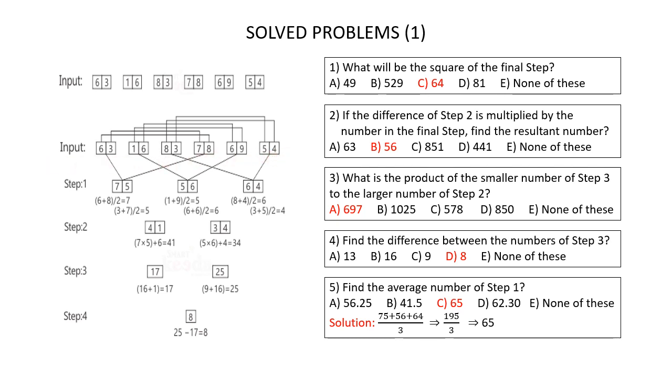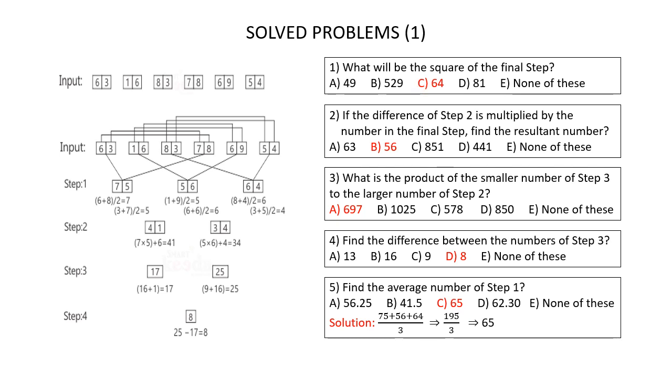Now that we have found step 1, step 2, step 3 and step 4 and also the final output for this particular input, let's answer the given questions. Question number 1. What will be the square of the final step? Here you are given 5 options and you have to find out which of these options is the correct one. So here you have to find the square of the final step. So in the final step you have the number 8. So 8 squared is 64. So the correct answer is option C, 64.